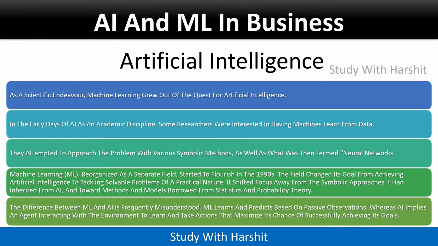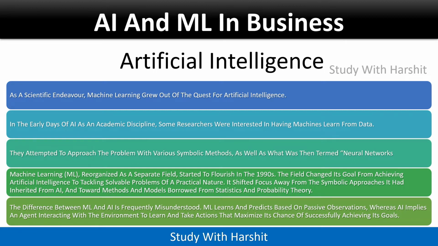As a scientific endeavor, machine learning grew out of the quest for artificial intelligence. In the early days of AI as an academic discipline, some researchers were interested in having machines learn from data. They attempted to approach the problem with various symbolic methods as well as what was then termed neural networks. Machine learning (ML), recognized as a separate field, started to flourish in the 1990s. The field changed its goal from achieving artificial intelligence to tackling solvable problems of a practical nature.